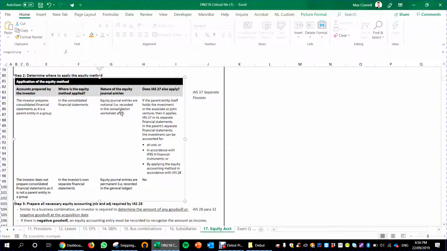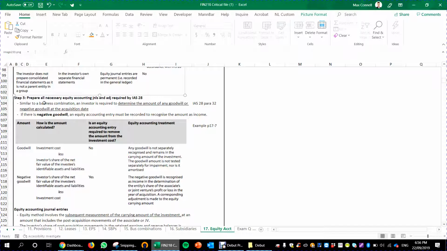Nature of the equity journal entries. Equity journal entries are notional, i.e. recorded in the consolidated work paper, and equity journal entries are permanent, i.e. recorded in the general ledger. Does IAS 27 apply? If the parent entity itself holds the investment, then IAS 27 applies in separate financial statements. In the parent's separate financial statements, the investment can be accounted for at cost in accordance with IFRS 9. Whereas under this method, no.